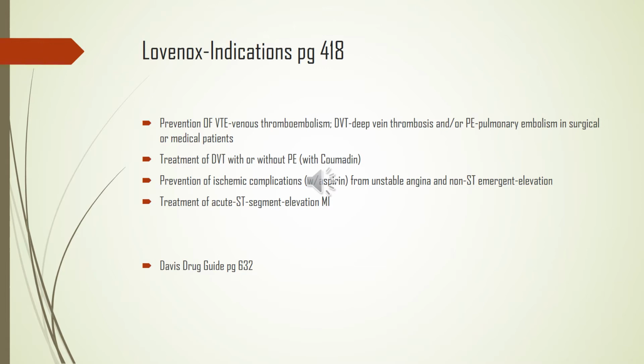But the thing to remember, Lovenox you can also classify in the complementary medications, because you can use it with Coumadin for treatment of a DVT with or without a pulmonary embolism. And you can also use it with aspirin in the prevention of ischemic complications from unstable angina or a non-ST elevation MI. Basically, it's a heart attack without an ST elevation, which may be caused by AFib. But they're using it in conjunction with it, as a complementary medication treatment.